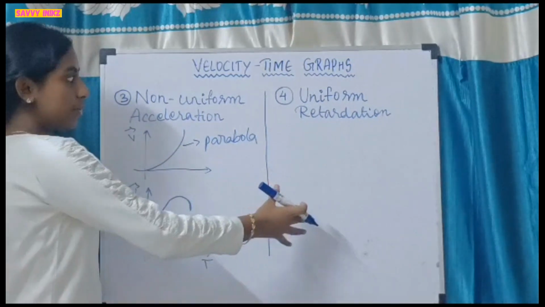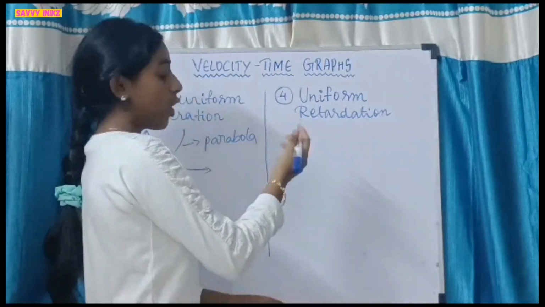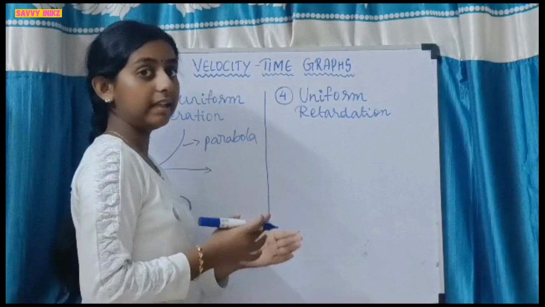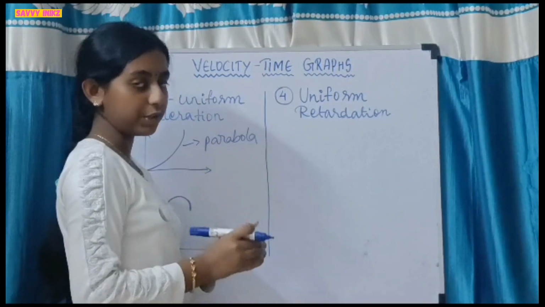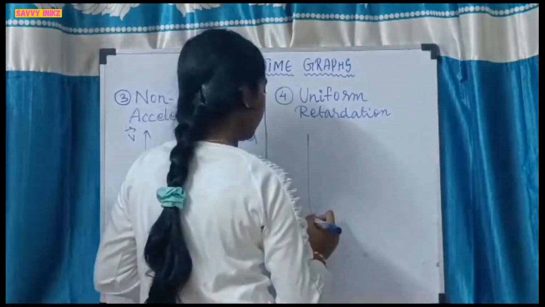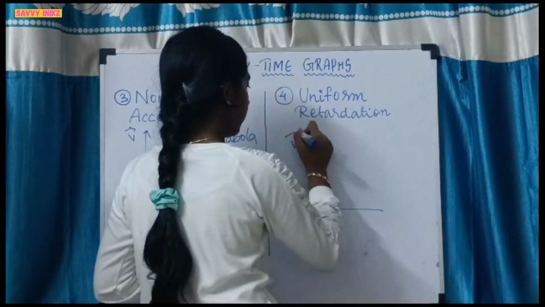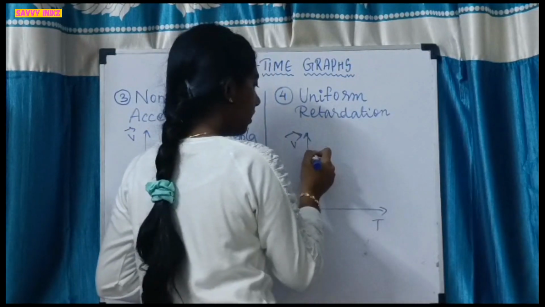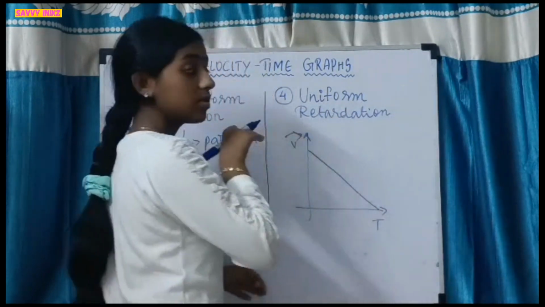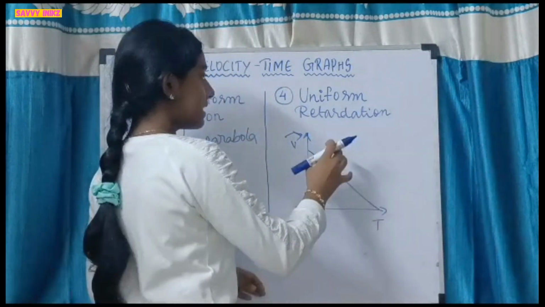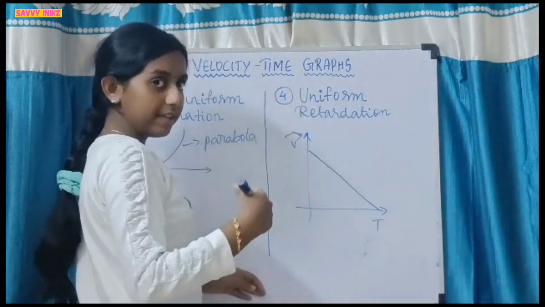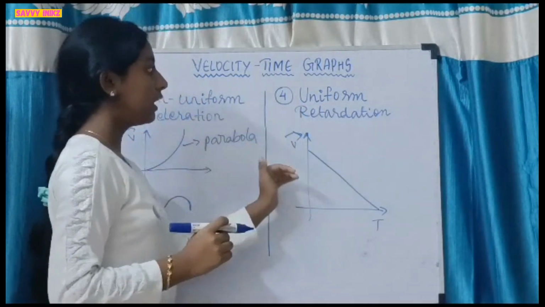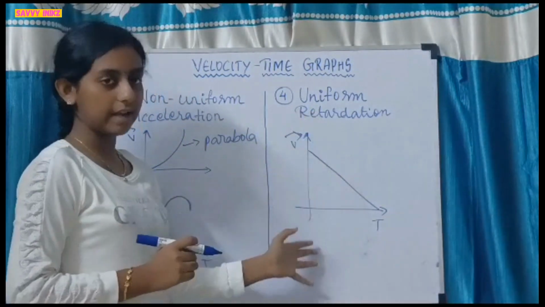So let's move on to the fourth type, which is uniform retardation. Retardation means velocity decreases uniformly with respect to time. So the graph here looks like a straight line which goes in a downward direction. This is because it is uniformly decreasing with time. So instead of going in the upwards direction, it is moving to the downwards direction due to retardation.